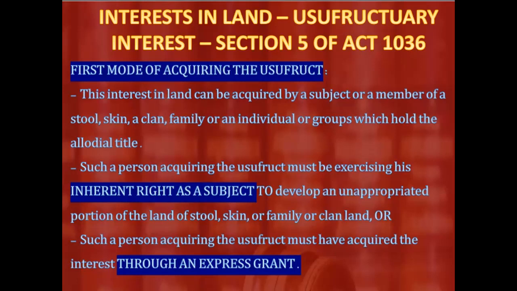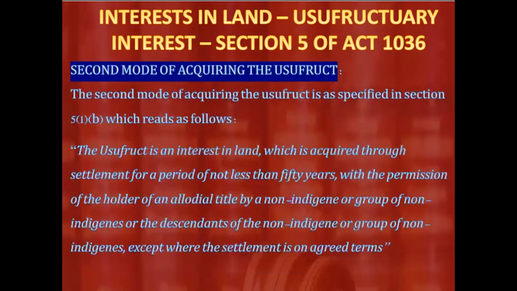This is an acquisition by a subject. And like I was saying, the subject can acquire it by exercising his inherent right just to go to any uncultivated portion, cultivate it, and reduce it into his possession. He would have acquired the usufruct. But the subject can go and ask for an express grant from the stool or skin or clan, as the case may be. Now let's go to the second mode of acquiring the usufruct, as we can see from section 5, subsection 1B.